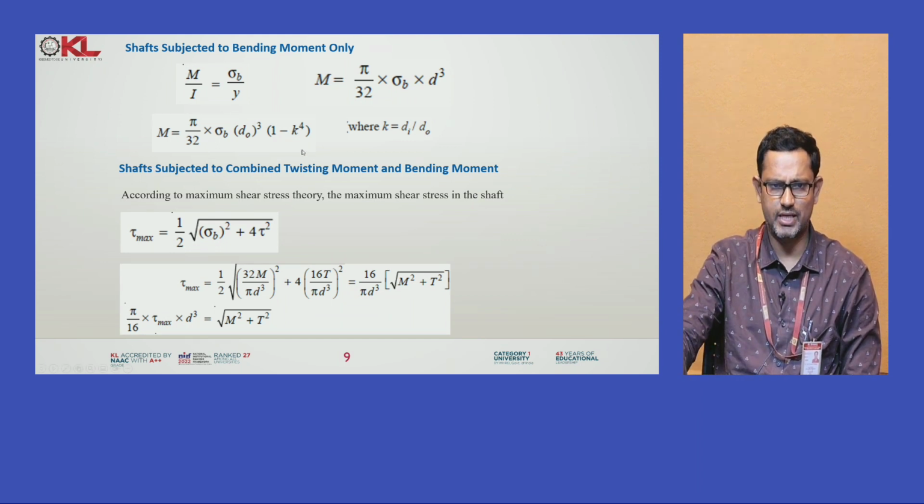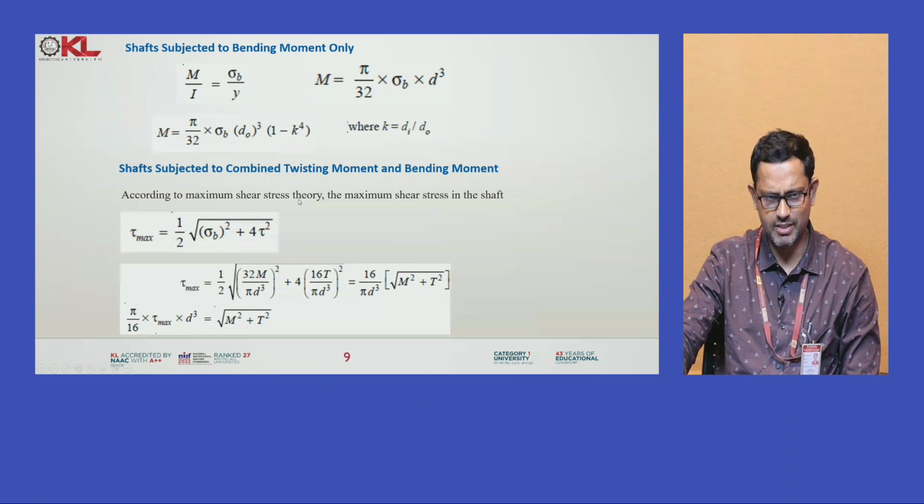Now according to the maximum shear stress theory, whenever the stress developed inside the member exceeds the allowable limit, then it is subjected to failure. So according to the maximum shear stress theory, the tau max is given by half into under root sigma b square plus 4 tau square. Here sigma b is your bending stress, tau is your shear stress.